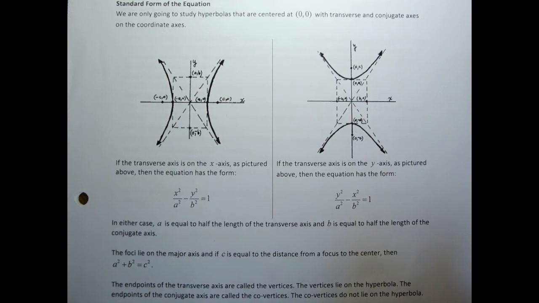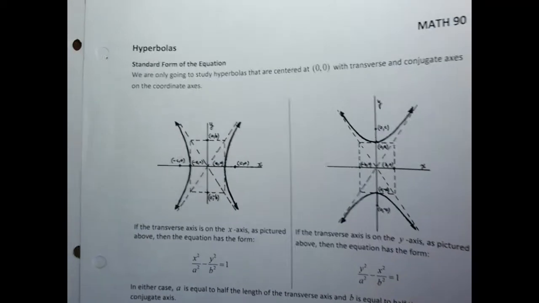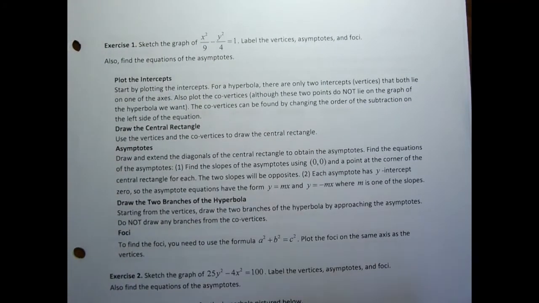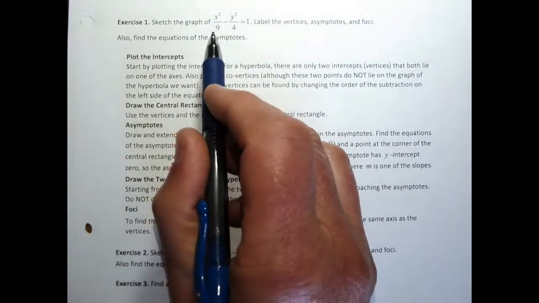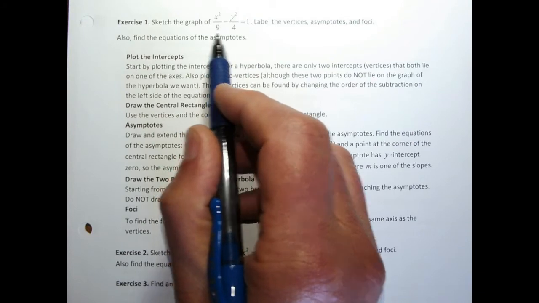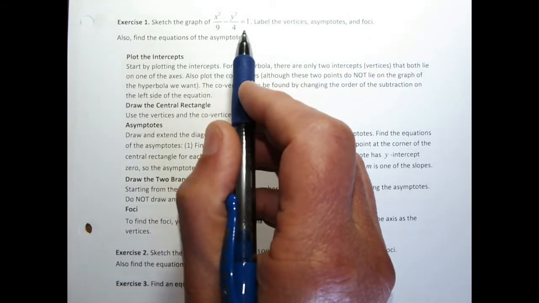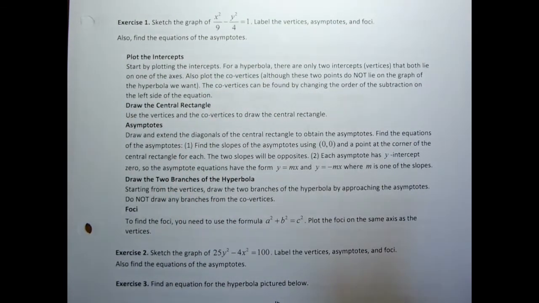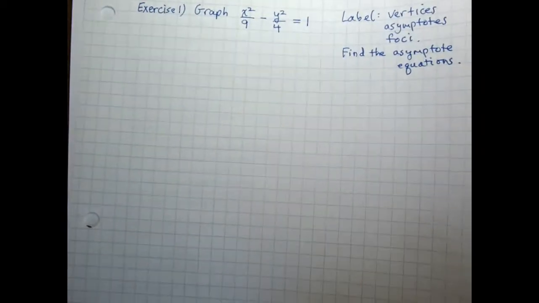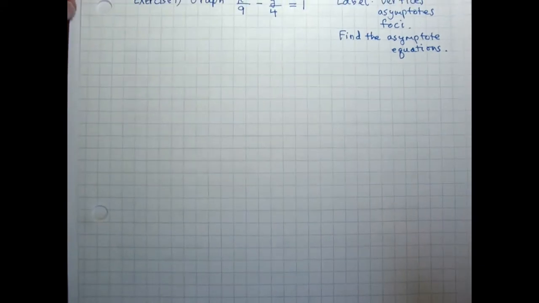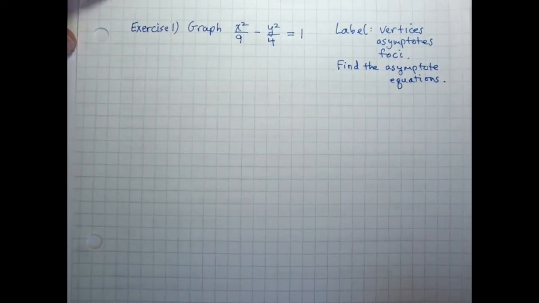So let's go ahead and start an example. The examples are on the second page here. And we're going to sketch a graph of x squared over 9 minus y squared over 4 equals 1. We have to label the vertices, asymptotes, and foci, and we also have to find the equations of the asymptotes, and we'll go through that as we work our way through this exercise.